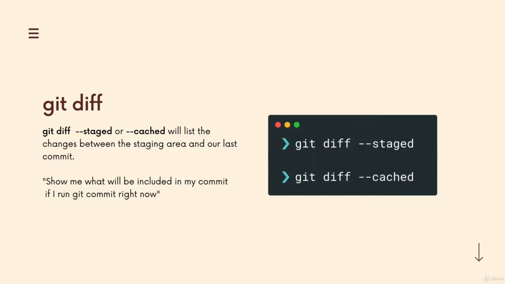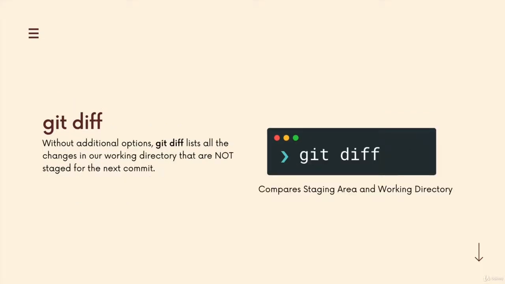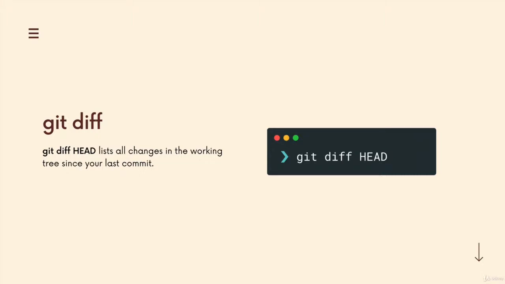And we saw that we can use the --staged or --cached option to only see the changes that are staged. To see unstaged changes only, we can use git diff, and then to see all changes since the last commit, so everything that's new in the working directory, staged or unstaged, git diff HEAD.